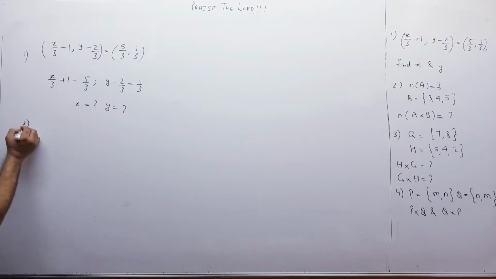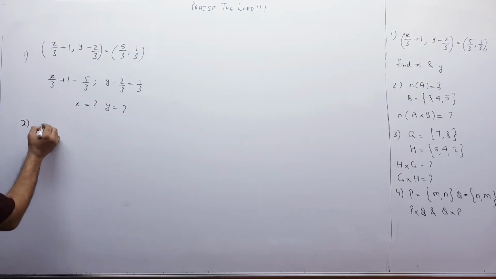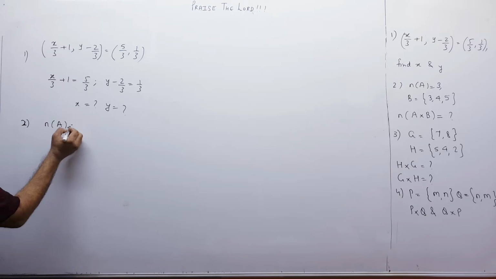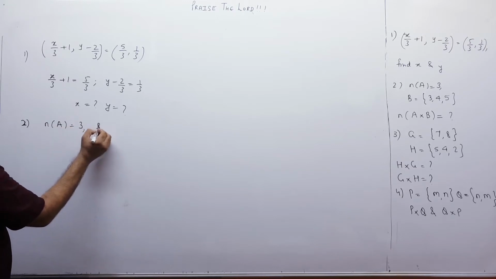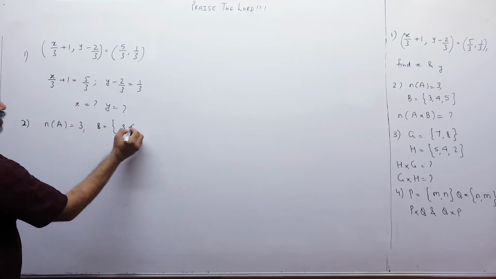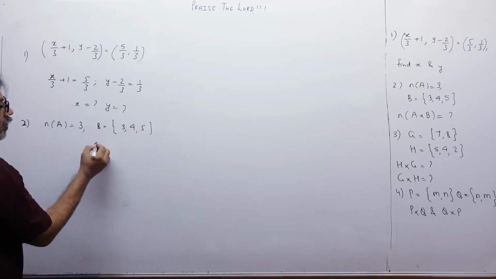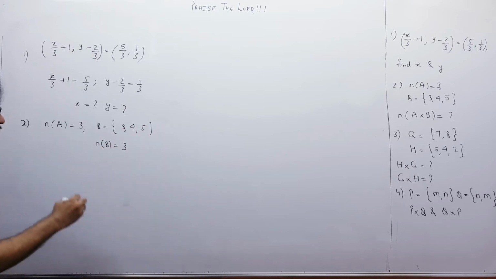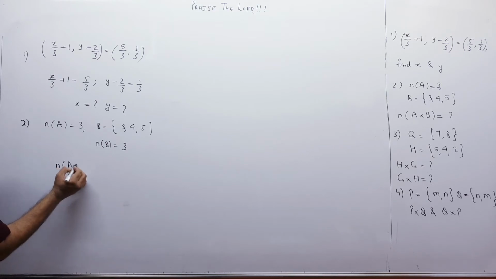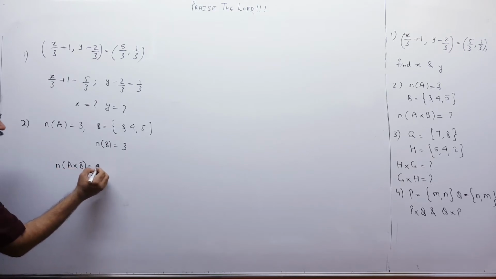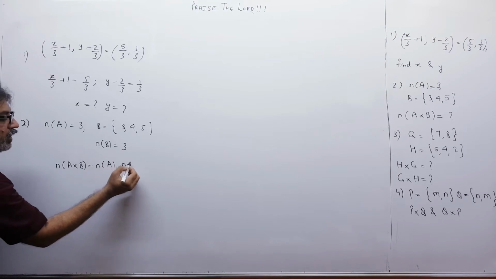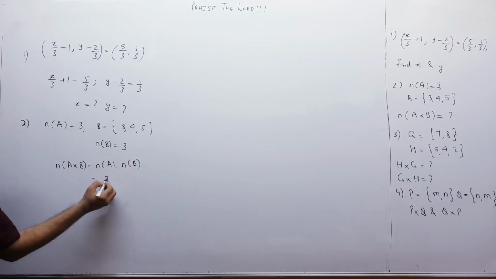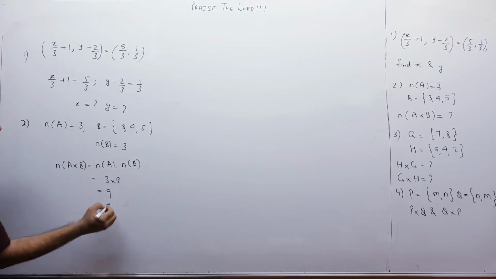Look at the second sum, children. It is given to me that the number of elements in A is 3 and B is the set {3, 4, 5}. How many elements are there in B? 3. He is asking us what is the number of elements in A cross B. So I gave you the formula, that will be n(A) into n(B). So 3 into 3, how much? 9. Very easy.